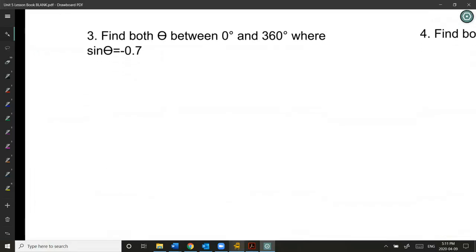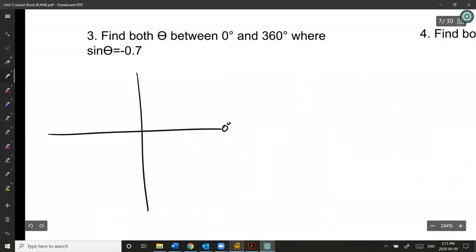Find both theta between 0 and 360, where sine theta equals negative 0.7. Okay, notice I put some emphasis on the negative for that.